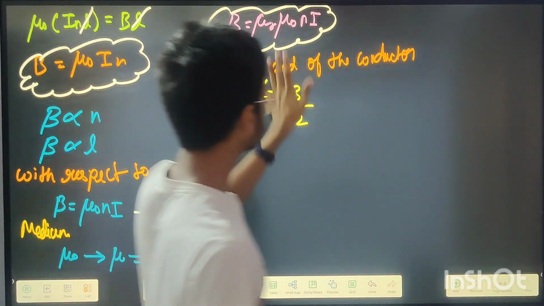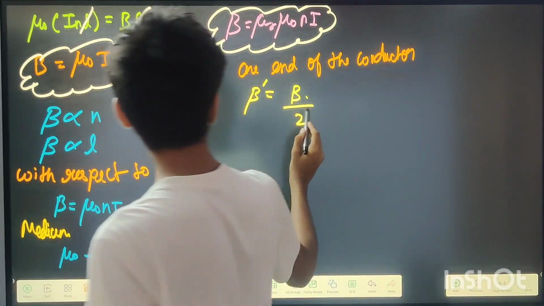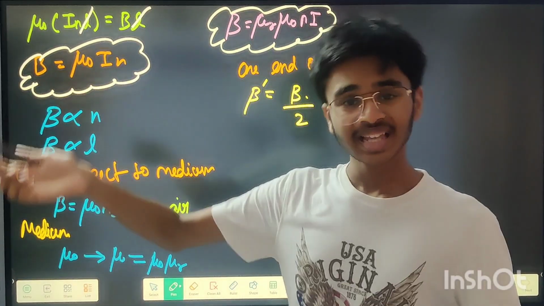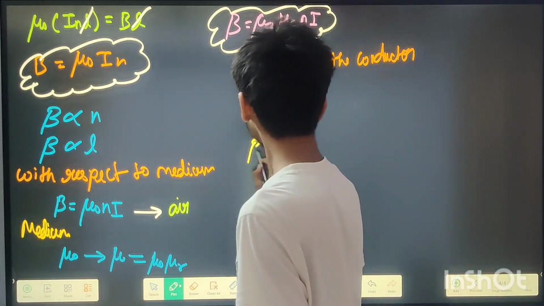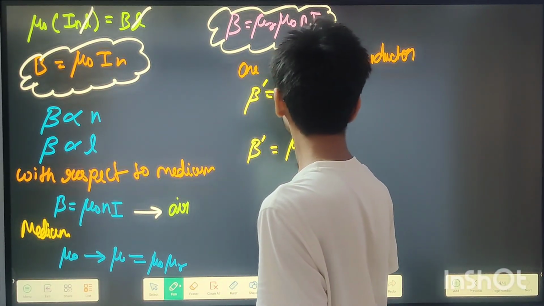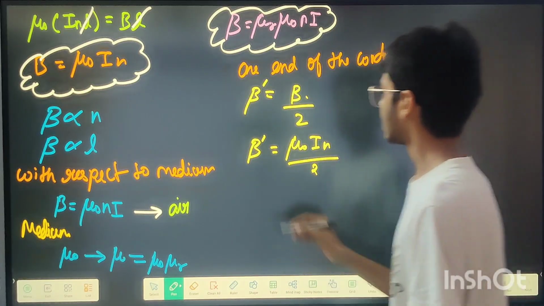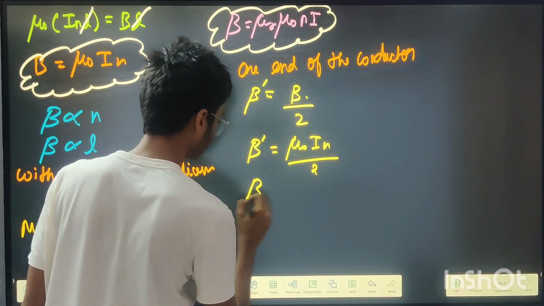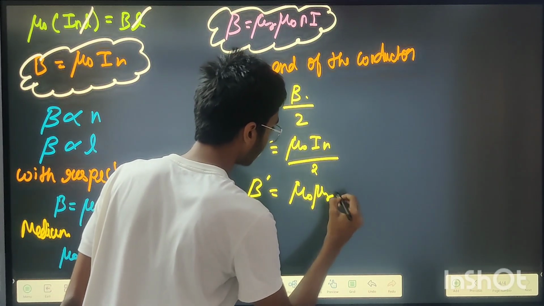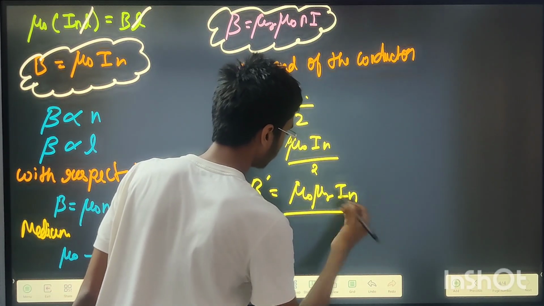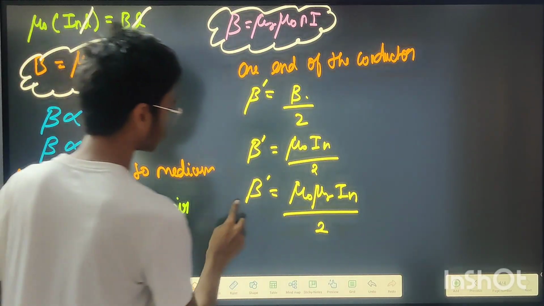If it is kept in a medium, you have to divide this equation by 2. If it is not kept in a medium and is just in air, you again divide the total equation by 2. So B dash is equal to mu naught Ni whole divided by 2 in air. Then with medium, it will be mu naught mu r Ni whole divided by 2. So this is how it will be.